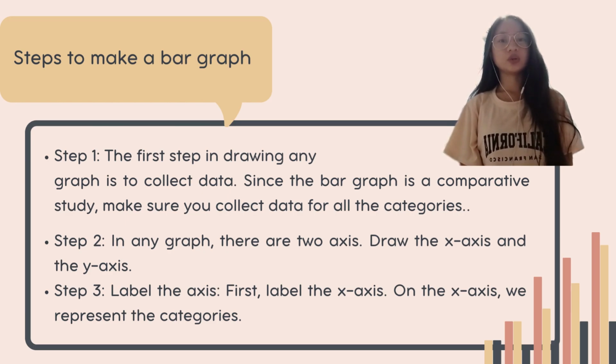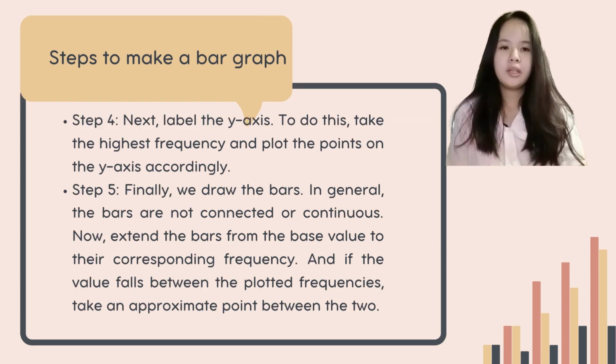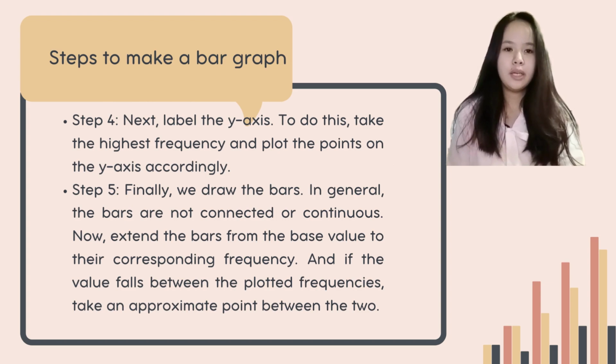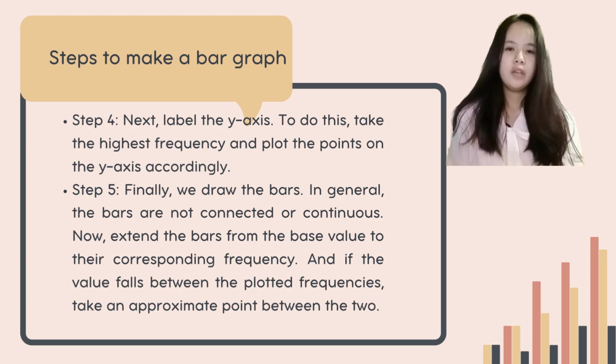On the x-axis, we represent the categories. For example, we label the names of chocolates, i.e. A, B, C on the x-axis. Step 4. Next is to label the y-axis. To do this, take the highest frequency and plot the points on the y-axis accordingly. Step 5. Finally, we draw the bars. In general, the bars are not connected or continuous. Now, extend the bar from the base value to the corresponding frequency. And if the value falls between the plotted frequencies, take an approximate point between the two.